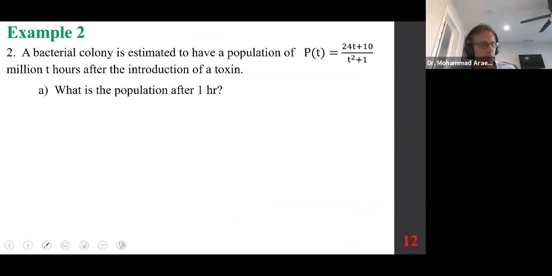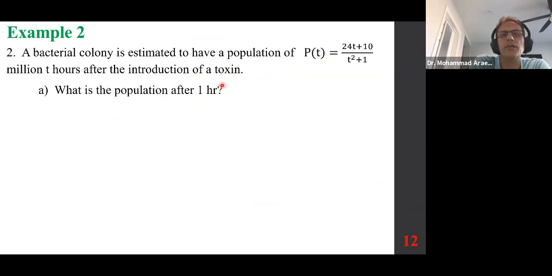Here's another example. A bacterial colony is estimated to have a population of such: P of t is (24t plus 10) over (t squared plus 1) million, t hours after the introduction of a toxin. Okay. The first part is algebra. What is the population after 1 hour? Just plug in.